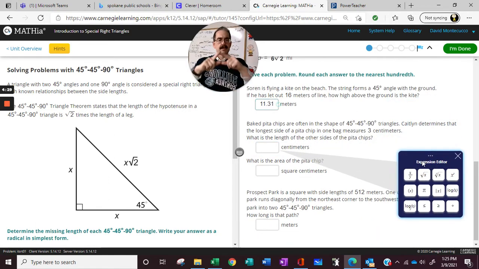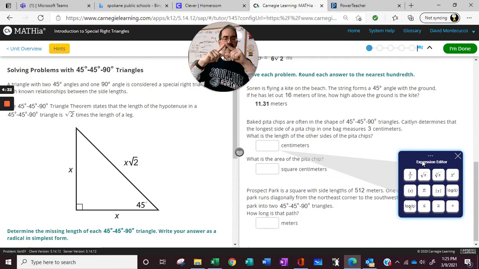Baked pita chips are often in the shape of a 45, 45, 90. Caden determines that the longest side of the pita chip is 3. Now, I've done this problem, and it's frustrating because they should have used the word hypotenuse. They're calling this the long side of the chip. So what is the length of the other side? If the long side is 3, we divide out. So 3 over radical 2.